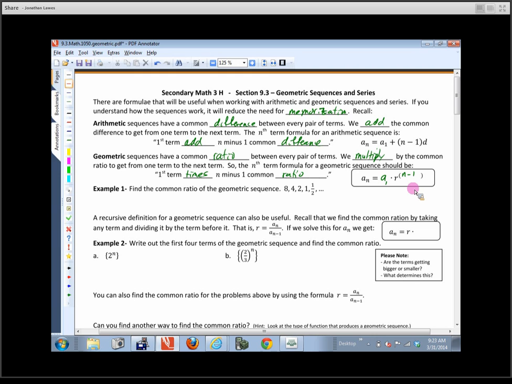So you'll have some problems that are pretty easy. You just need to look at them and be able to determine what the first term is, what the common ratio is, come up with a formula and that sort of thing.